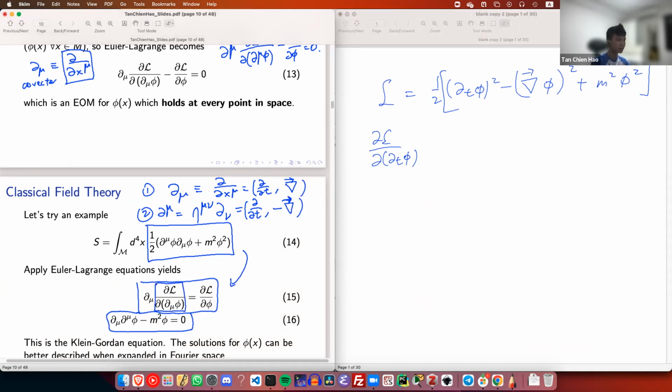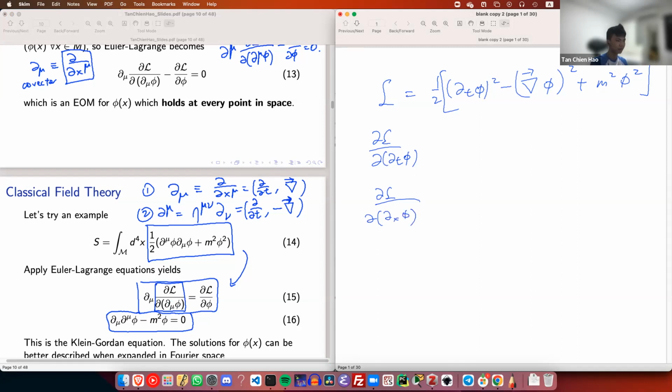I'm trying to evaluate partial L over partial mu, but remember mu is an index that goes from 0 to 3. So I need to evaluate four of these, and so on for y and z as well. For this one, the 2 goes down, so it will just be this, correct?